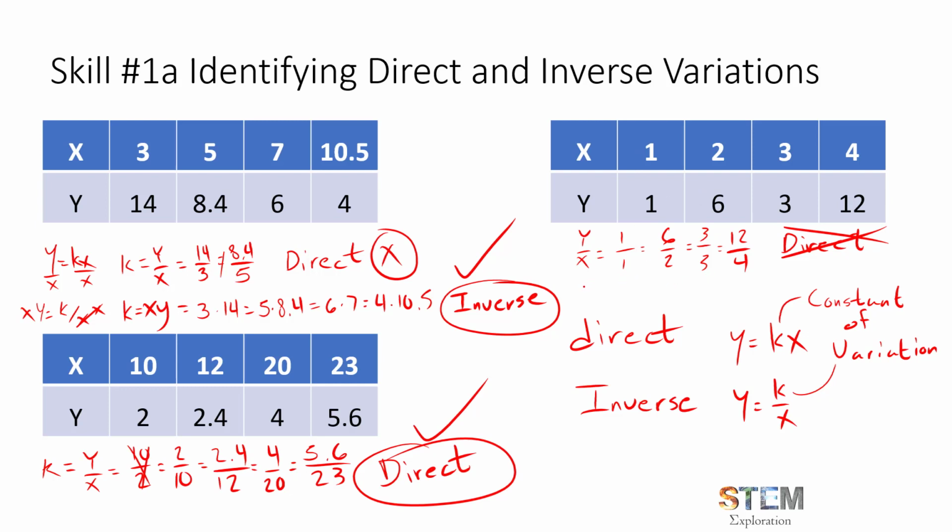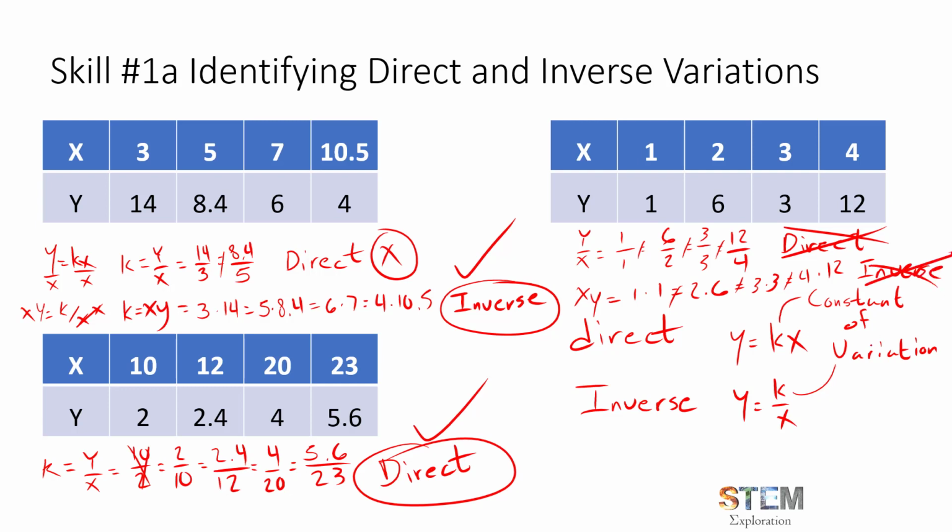I'm also going to look at the xy comparison. 1 times 1 is 1. 2 times 6, I already have a conflict. 3 times 3, I already have a conflict. 4 times 12, and none of these equal each other. Going from one term to the next, they're not equal to each other. So this is neither a direct variation nor an inverse variation, looking at these examples.